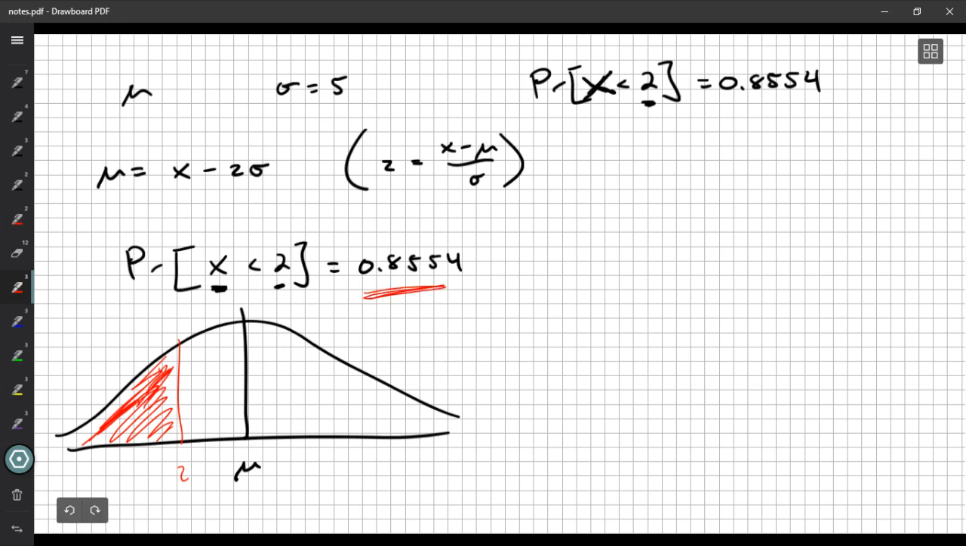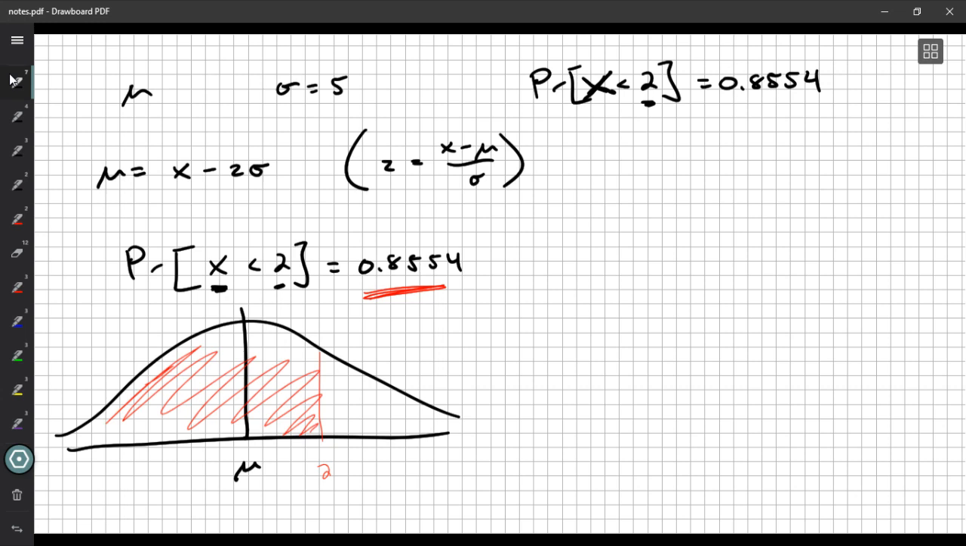Except our probability is kind of big, isn't it? So it's more likely that 2 is on the other side. We're still going to shade towards the left. Okay? But 2 is probably somewhere over here. So that's a much bigger area, about 0.8554. That looks good. Now, what would we normally do?